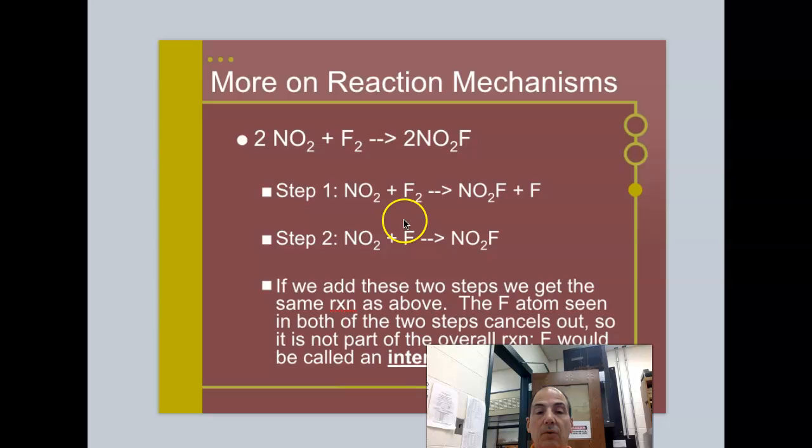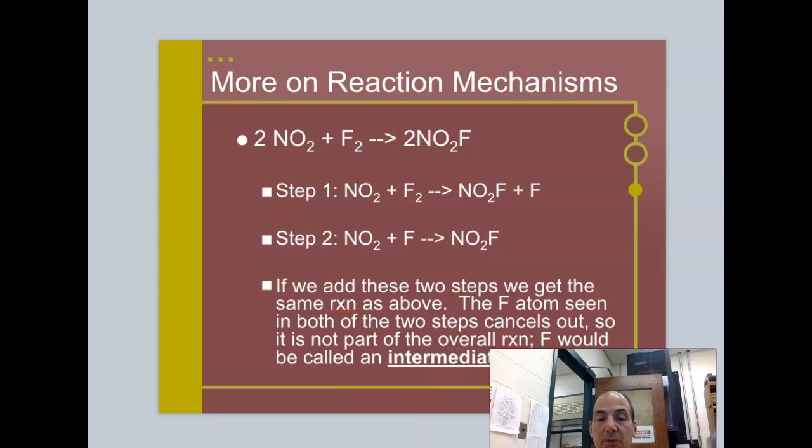Okay, so notice overall, if I add these two steps together, I have two NO2s, I have two NO2Fs, I have an F2, and then these would subtract out because I'd have one on the right side, one on the left side. Just like we talked about with our spectator ions, not that I'm calling this a spectator ion, but just showing you that we could factor that out when we add up the reactions. So the overall reaction is still this, but the two steps make sense.